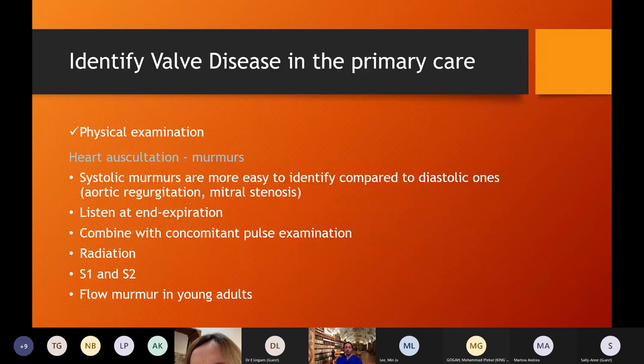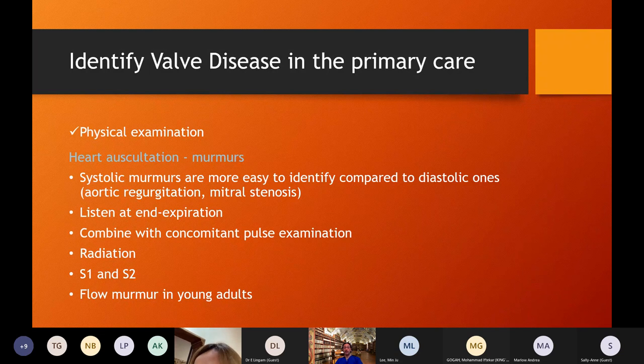And once you've gone through the history, the next step, and I think the key thing for diagnosis here, is the physical examination. When we're talking about physical examination in valve disease, we're talking mainly about murmurs. I will not expand on that much. I believe most of you know how to auscultate the heart and identify murmurs. Some key points: systolic murmurs are easier to identify compared to diastolic, and the diastolic murmurs are usually aortic regurgitation and mitral stenosis. So these can easily be missed, even by cardiology trainees.